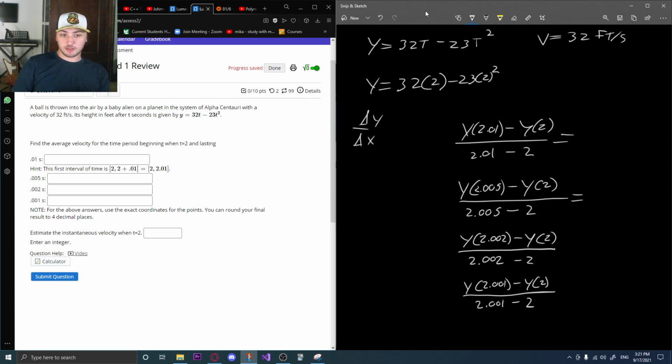Go in, plug this into the y equals 32x minus 23x squared. Y vars y of 2.01 minus, let's do vars y of 2. I don't got the luxury I had last time. Okay, so I got a number, 2.01 minus 2. This divided by this. Okay. I don't know what it looks like.